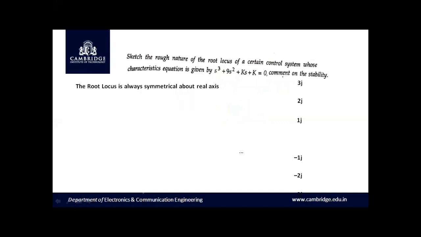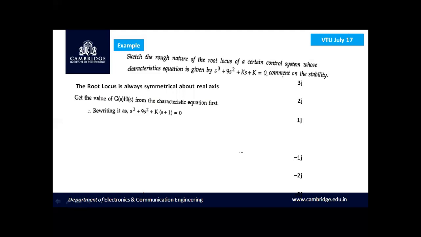So we know that root locus is always symmetrical about the real axis. This is the first statement which we write while solving the problems related to the construction of root locus. Now let us get the value of G(s)H(s) from the characteristic equation. Let us rewrite the characteristic equation as I told you, the s polynomial separately and the k term separately. Yes, we have written it as s cube plus 9s square plus k of s plus 1 equal to 0.